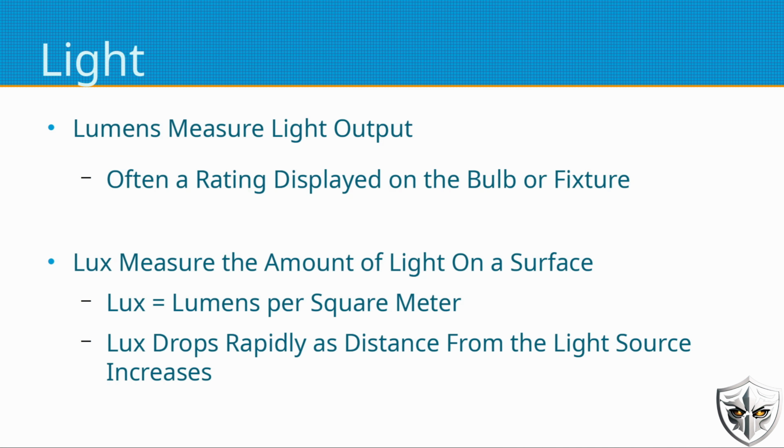Another concern is light. Just like your own eyes, less light means more difficulty seeing. So light is measured in lumens, and lumens measure the light output from a bulb or a fixture.